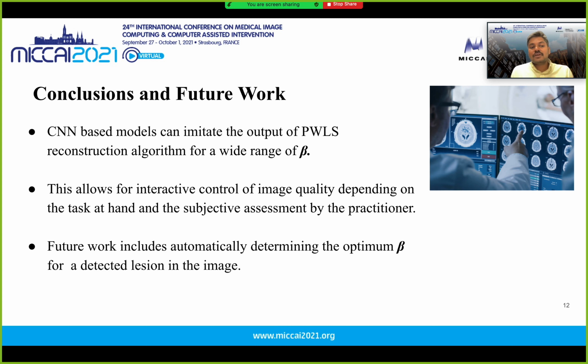So to conclude, the CNN models can imitate the output of the PWLS algorithm for a wide range of beta. This allows for interactive control of the image quality depending on the task at hand and the subjective assessment by the practitioner. Future work also includes automatically determining the optimum beta value for a given lesion, which could be detected using any other algorithm.